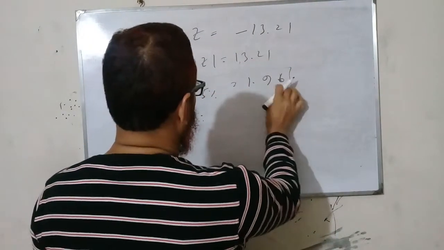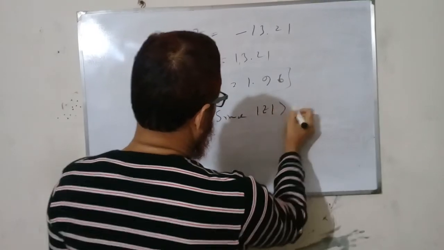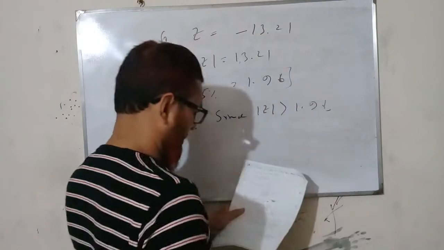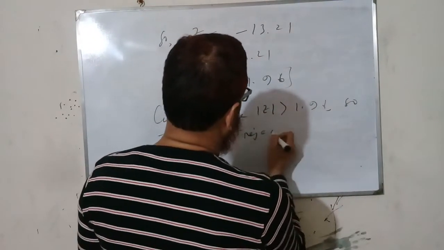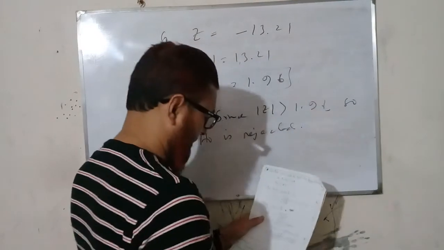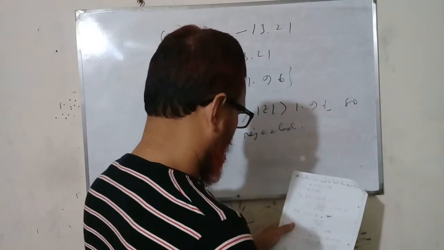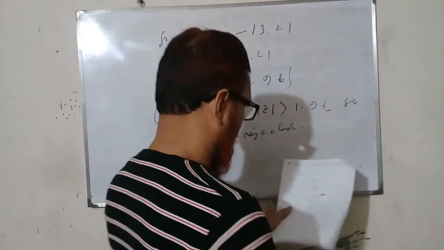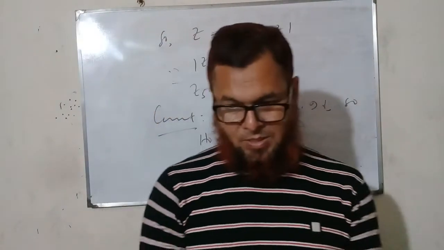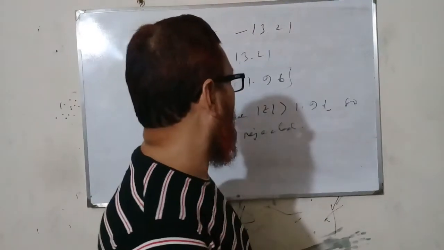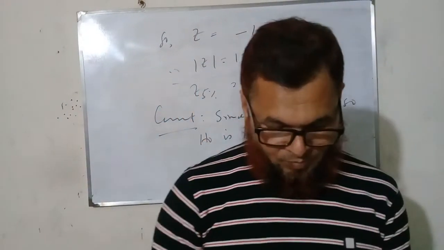Comment. Here calculated Z is greater than 1.96, so H0 is rejected. So the company's claim at 5% level of significance is not accepted.